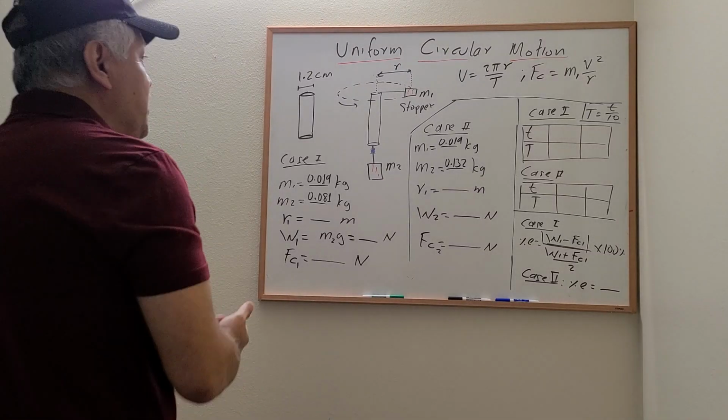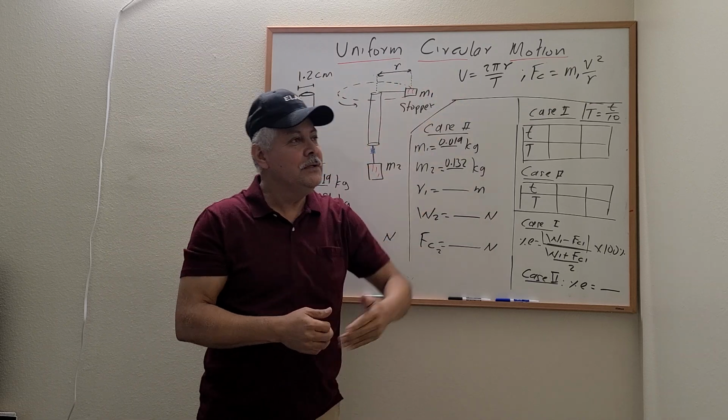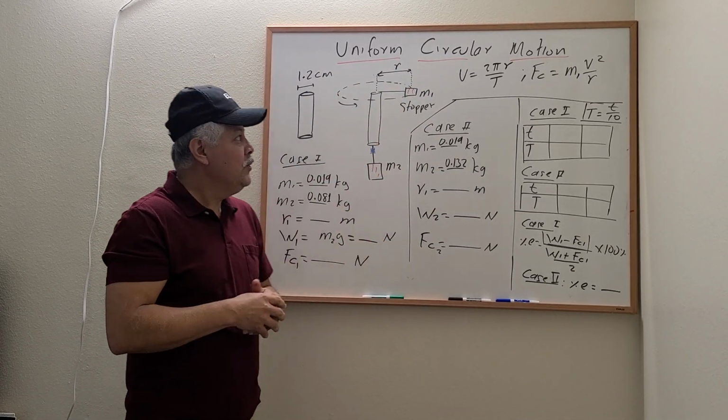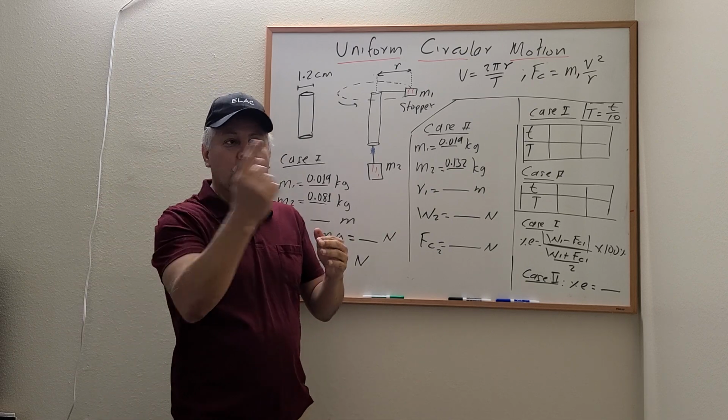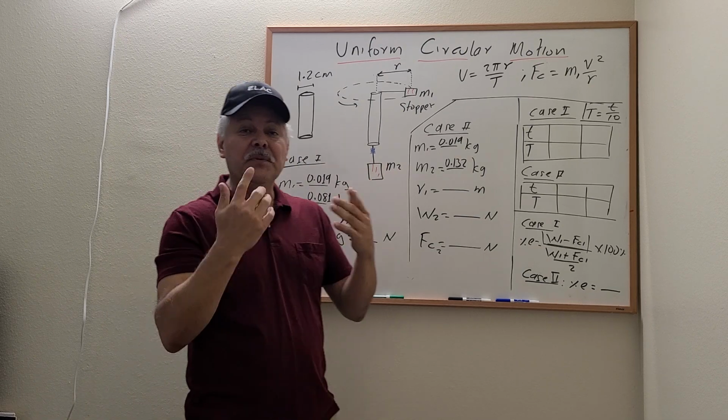Okay, let's go for the next experiment. In this case, we have uniform circular motion, where an object moves in a circular path at constant speed. When that happens, we have a force acting on this object, and that force is the centripetal force.